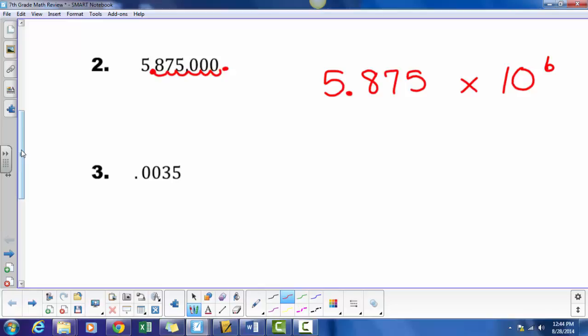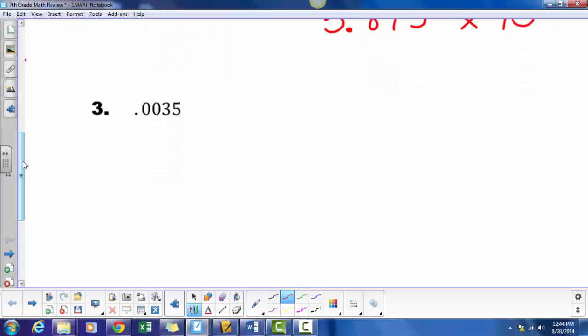All right? My last example, 0.0035. Let's see. I need a number greater than 1 but less than 10, so that would be 3.5. My decimal is originally here, and I need to move it here, and I'm moving it back. 1, 2, 3. So that's to the left. Times 10 to the -3. Okay? So that's a quick review on some scientific notation.